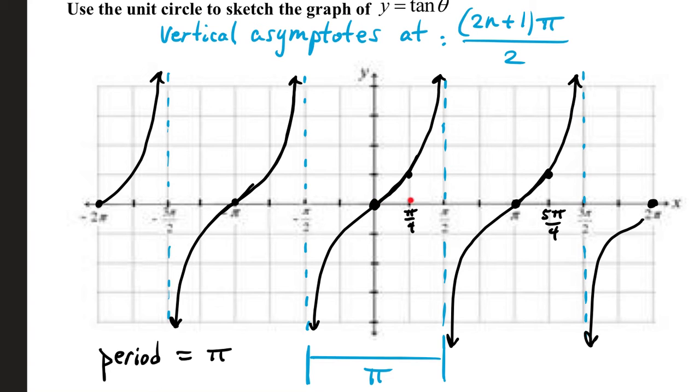Work your way up to pi over 4. The x and y coordinates are identical, so those are going to divide out to 1. And so you've got the point (pi over 4, 1). Now, as you work your way up to pi over 2, directly at pi over 2, tangent's undefined because 1 divided by 0 is undefined. But as you work your way up, y values get larger and larger while x values get smaller and smaller. So your y over x ratio will get super large.